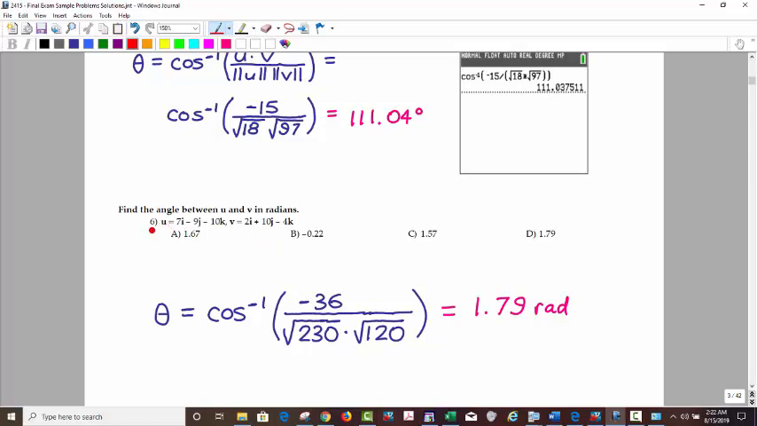So U dot V, 7 times 2, negative 9 times 10, that will be negative 76, plus 40 is negative 36. Magnitude of U, 49 plus 81 plus 100 is 230. 4 plus 100 plus 16 is 120. And then that calculates to 1.79 radians.